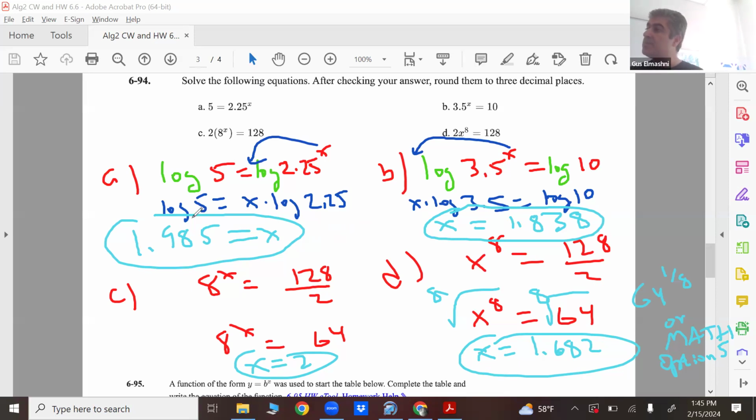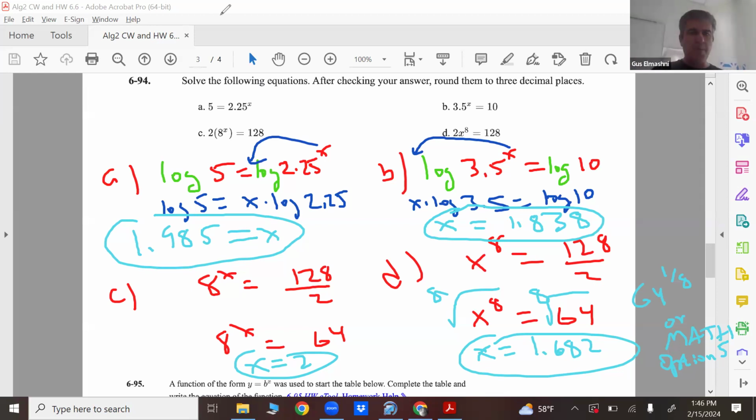Say again? How do you plug one in calculator? Logs? Well, just type log. Logs are on the left side. Do you see log on the left side? Yeah, log 5 divided by log 2.25. So, yeah, very good. You're good. Yeah, perfect. It's like 2 things, so 2 quantities.